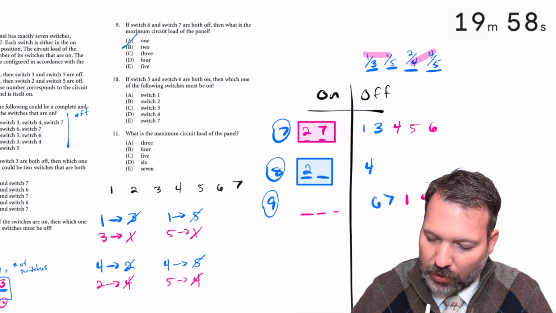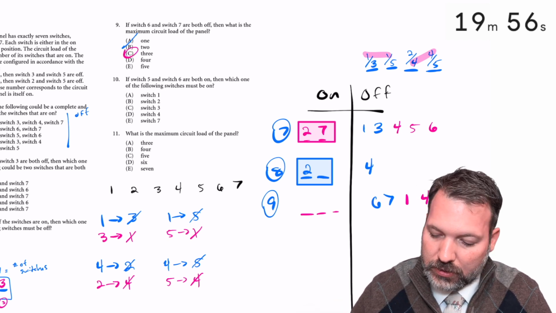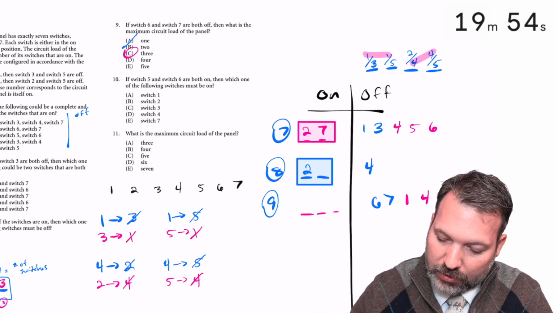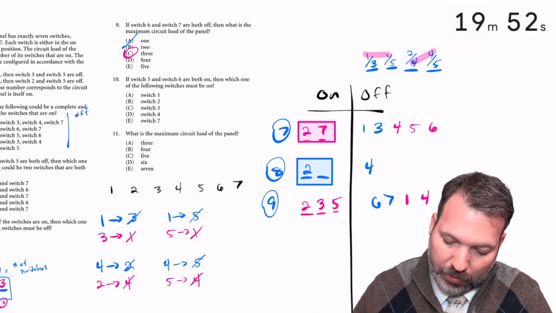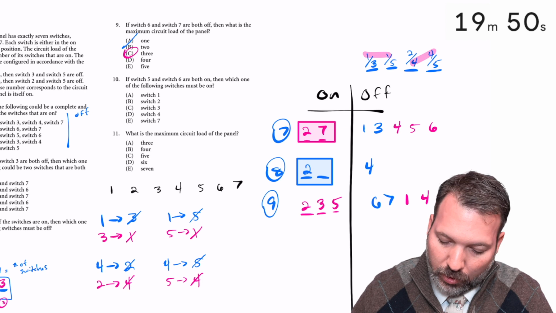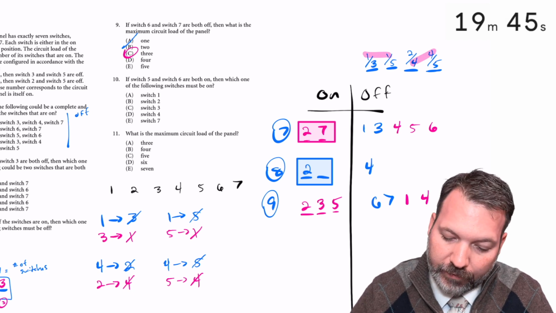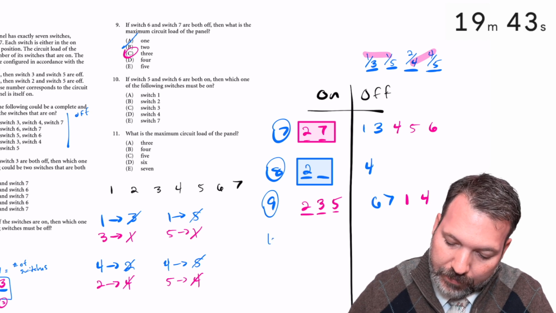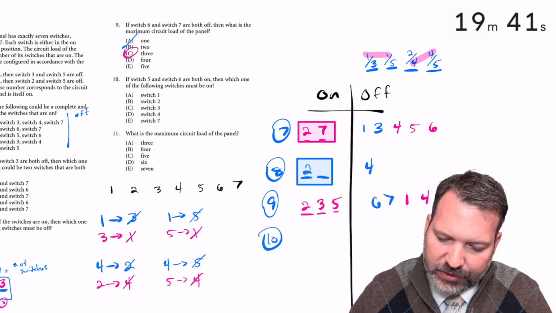Yeah, I think that's the smallest number, so that's going to be C. I can put everything else on, though, right? 2, 3, 5. Is there any problem there? If 5 is on, 1 is off, that's fine. If 2 is on, 4 is off, that's fine. If 3 is on, 1 is off. Yeah, that's all fine.